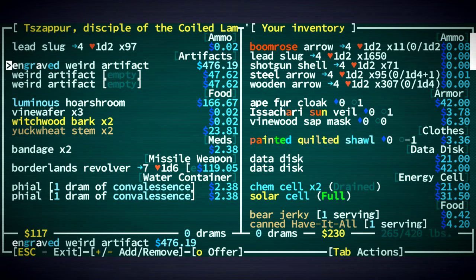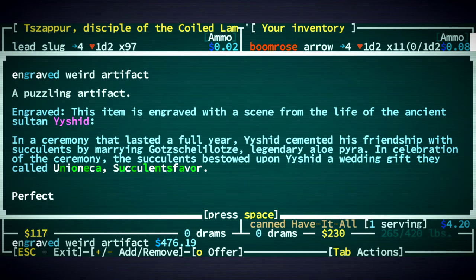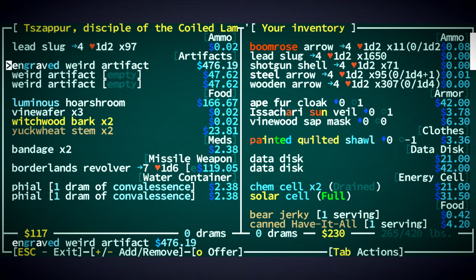Cool. An engraved artifact. Can we look at that? With the Sultan Yashid. A ceremony that lasted a full year, Yashid cemented his friendship with succulents by marrying Götz Schellelotze, legendary aloe pyra. In celebration of the ceremony, the succulents bestowed upon Yashid a wedding gift they called Unineka Succulents Favor. Great piece of information there. Just wonderful.